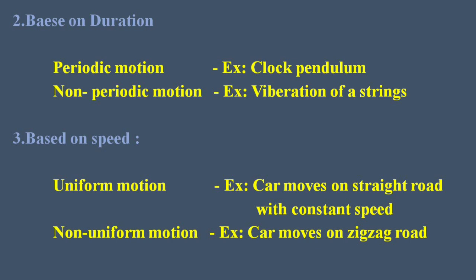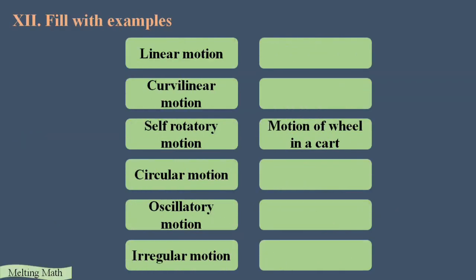Okay, next, the 11th Roman numeral, fill in with examples. Here they gave linear motion. What is an example of linear motion? A free-falling object. A free-falling object is a good example. Another one, walking on the road is also an example of linear motion. Okay, let's write a free-falling object. Next, curvilinear motion. We already discussed an example for curvilinear motion. A thrown ball is a good example of curvilinear motion.